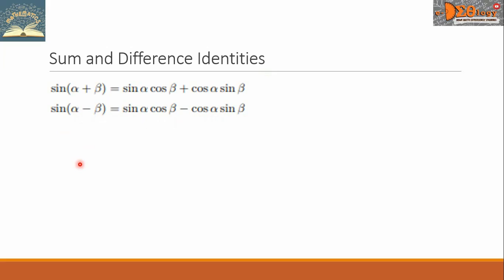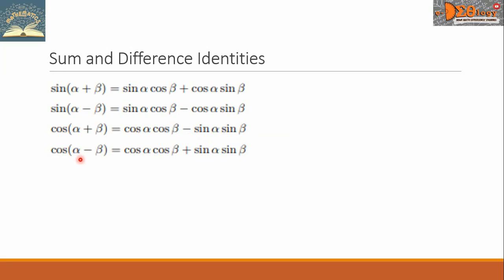I will go now to the cosine. For the cosine of alpha plus beta, this is equal to cosine alpha times cosine beta minus sine alpha times sine beta. For the cosine of alpha minus beta equals cosine alpha times cosine beta plus sine alpha times sine beta. Please see also some similarities or patterns for the sum and difference of the cosine.